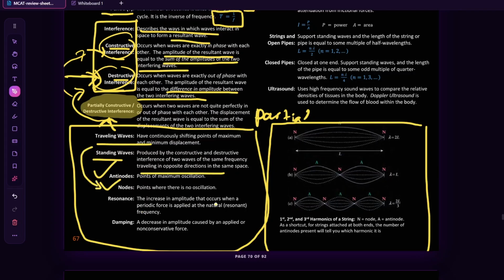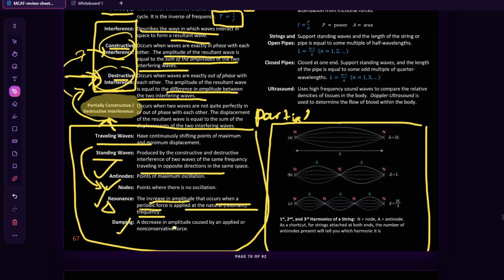Resonance is the increase in amplitude that occurs when a periodic force is applied at an object's natural resonant frequency. So every material likes to resonate at a certain frequency. For example, a triangle, like the instrument, if you tap on the triangle, or if you tap on glass, it has a certain natural resonance, a frequency that it likes to be at, and that's what we call our natural resonant frequency. And so what happens there is an increase in amplitude at that resonant frequency.